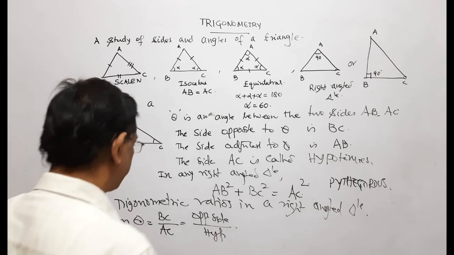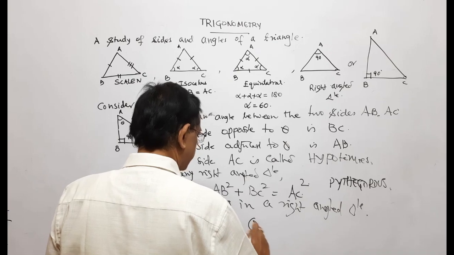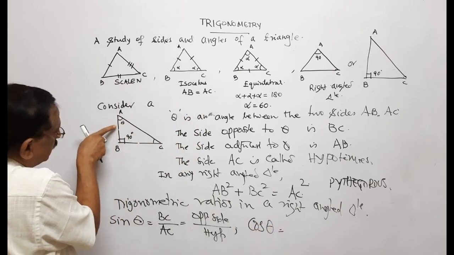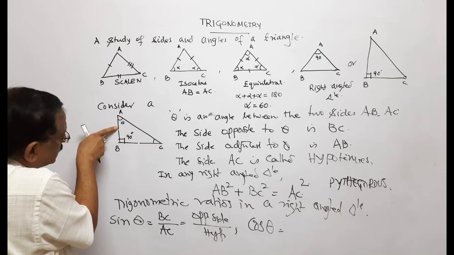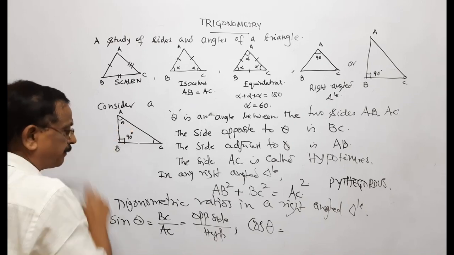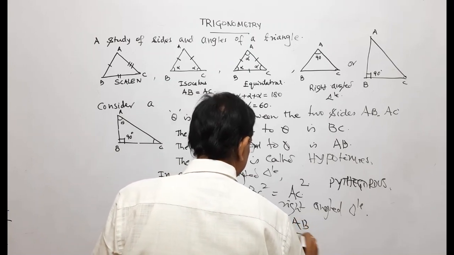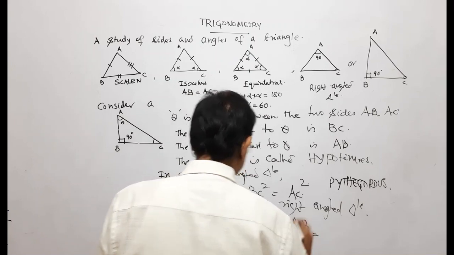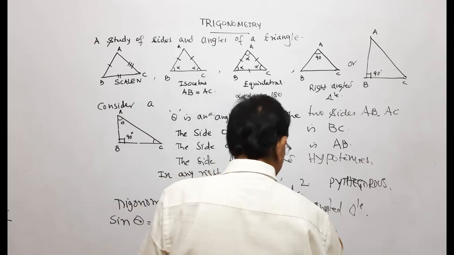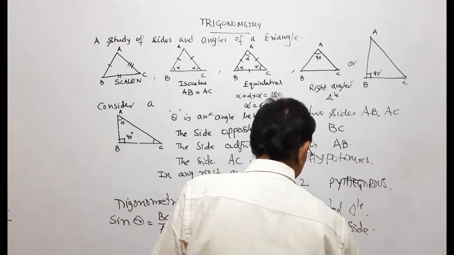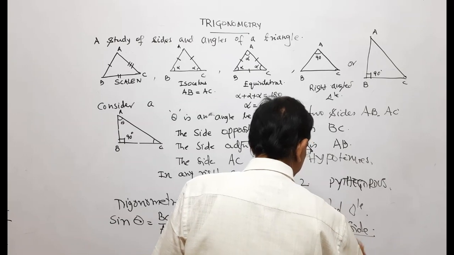And I can talk about cos theta. Cos theta is the side adjacent to theta by hypotenuse. So which is AB by AC, which is adjacent side by hypotenuse.